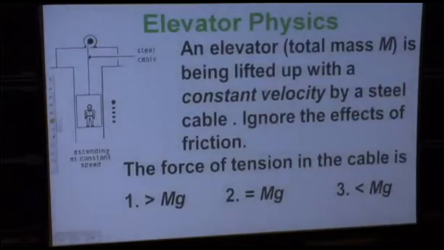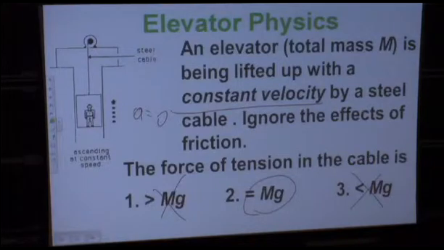So when an object is traveling with constant velocity, like here, the acceleration of the system is equal to what number? 0. And if the acceleration is 0, we cannot change the apparent weight. It will be equal to the actual weight.